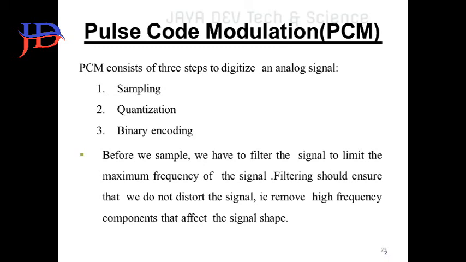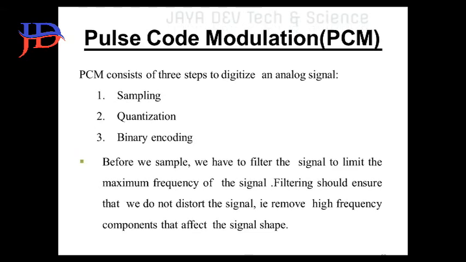Before we sample, we have to filter the signal to limit the maximum frequency of the signal. Filtering should ensure that we do not distort the signal, that is, remove high frequency components that affect the signal. Generally the filter's function is, if the input signal is pulsating DC, the output of the filter is pure DC. Any high frequencies, that is, the unwanted signals, are removed whenever we are filtering.